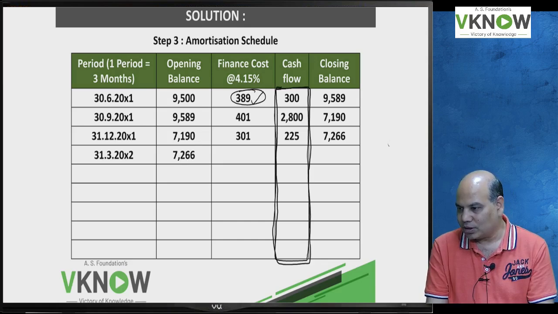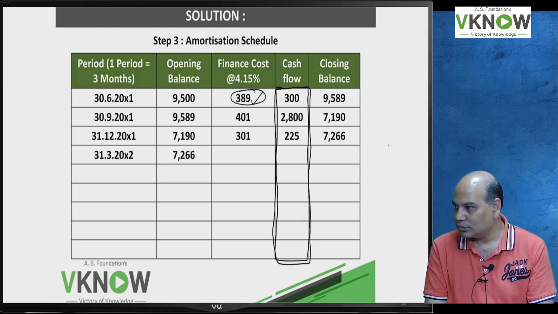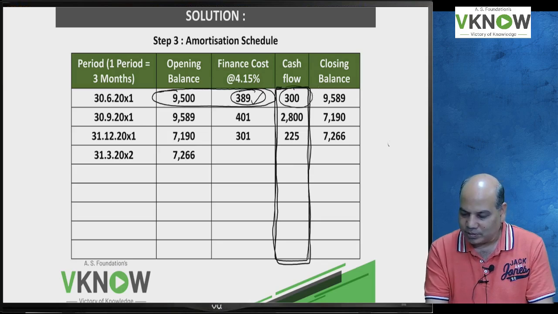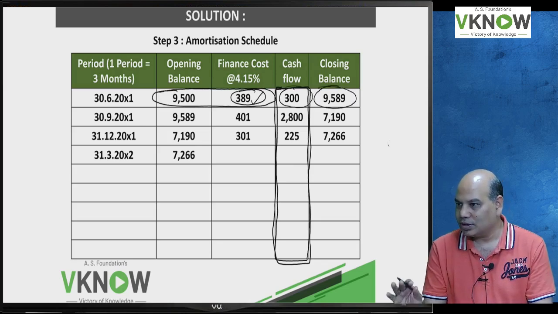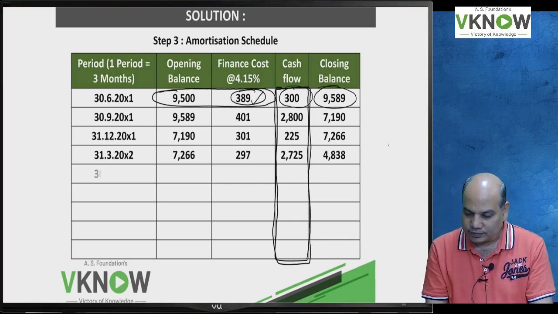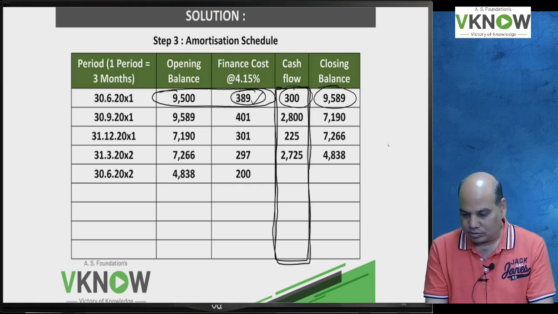7266. Closing balance. You have to add finance cost, you have to deduct cash flow. Don't add all 3 columns. These 2 columns are credit side entries. This is the debit side payment, this is balance carried down. It is like a ledger only. 297 approximately. 2725. 4838. Next, approximately check. 4838.